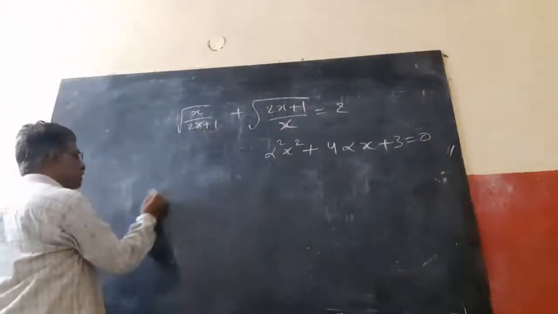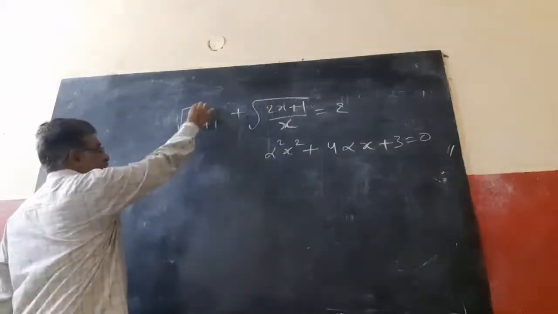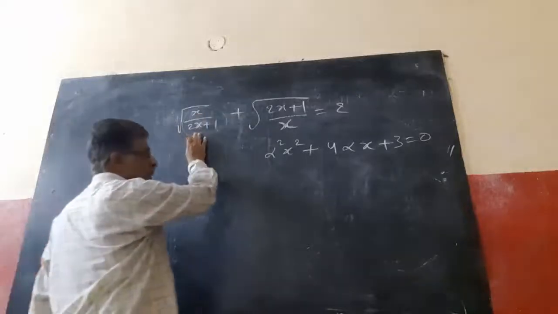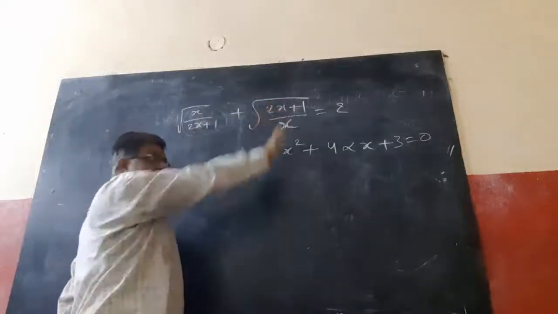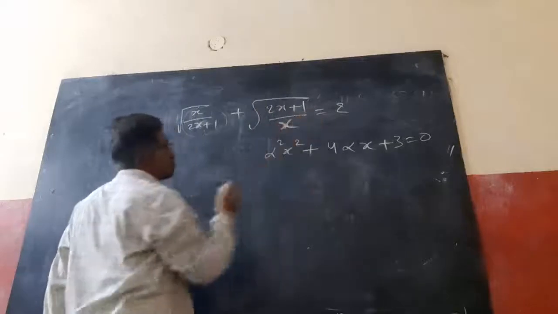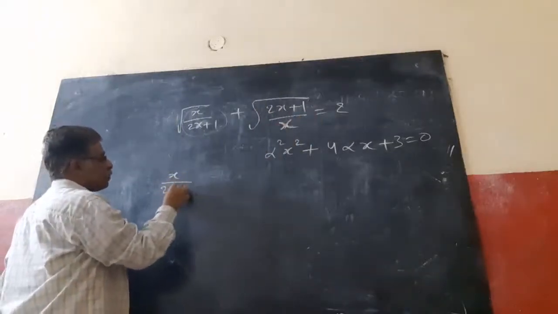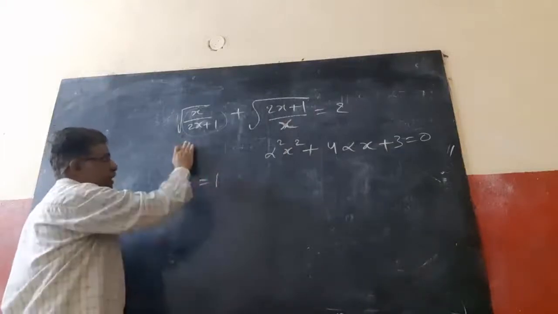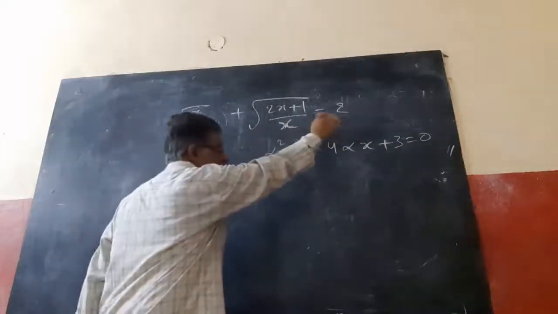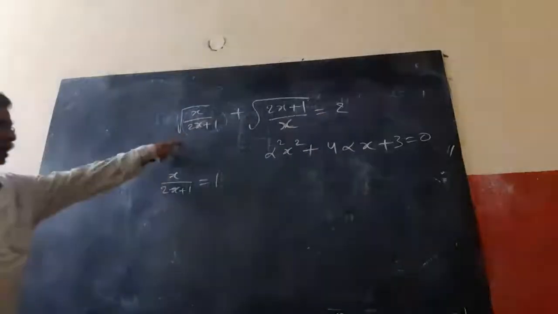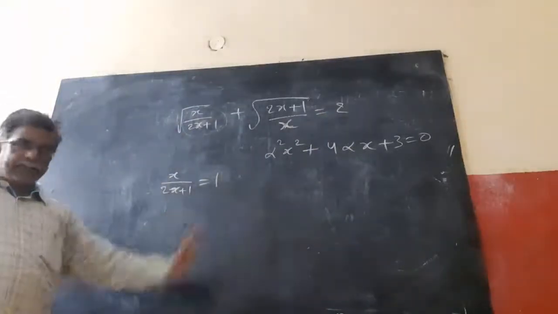Two ways of doing it, so I will go for the general method. Actual factor means this is directly equal to 1, because root 1 is 1. This also, the reciprocal of 1 is again 1, and 1 plus 1 is 2. So I am going for that. x by 2x plus 1 must be equal to 1. Then only root of this plus root of this reciprocal equal to 2. If this is 1, then I am taking this.